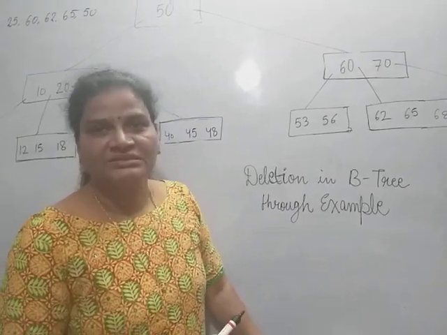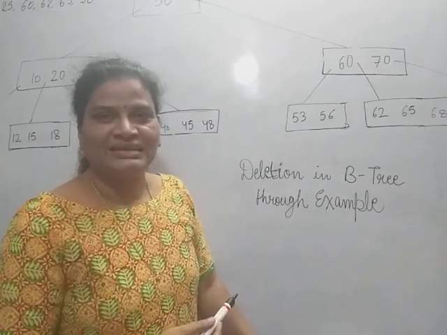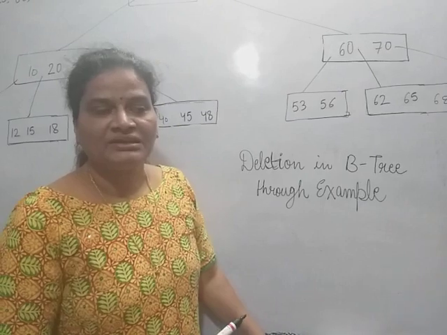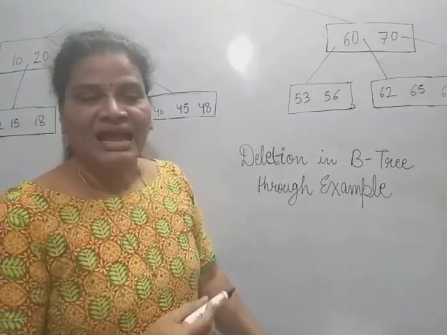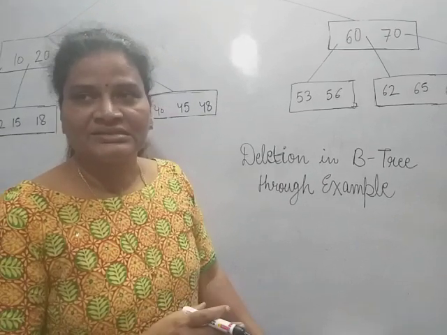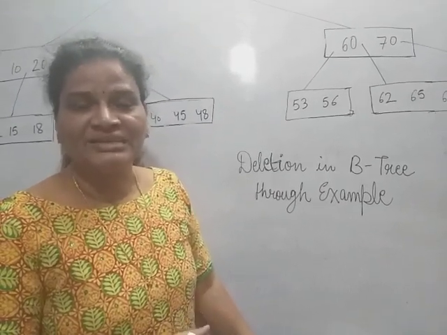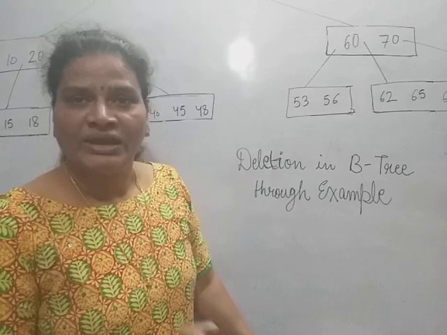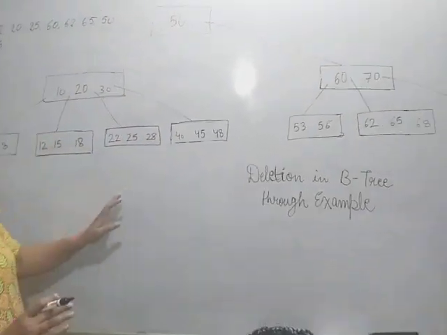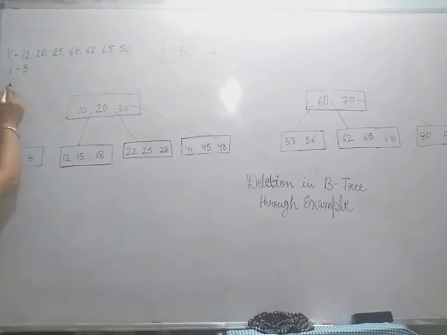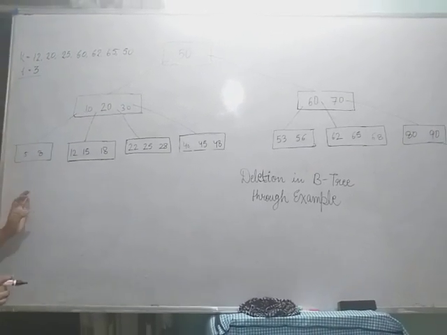In the previous part of the deletion in B tree, I explained the algorithm for deletion. Now I will explain this deletion of keys in a B tree through an example. I have already drawn this B tree with minimum degree t equal to 3.